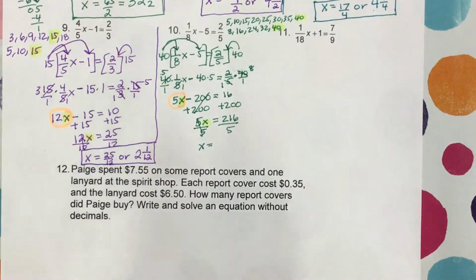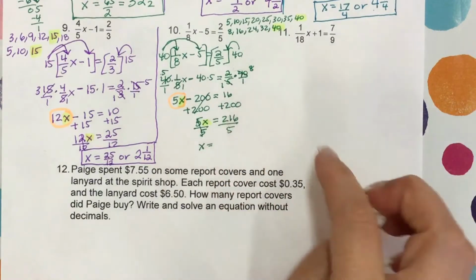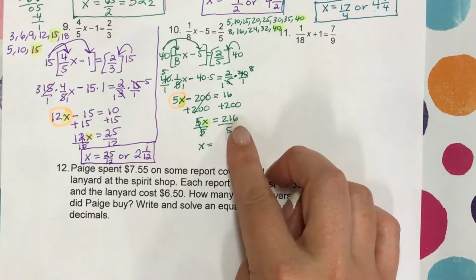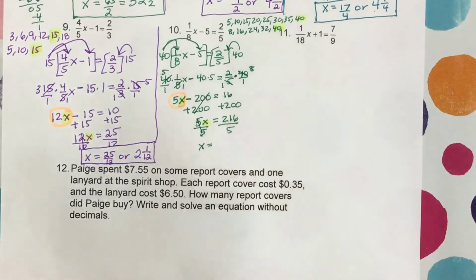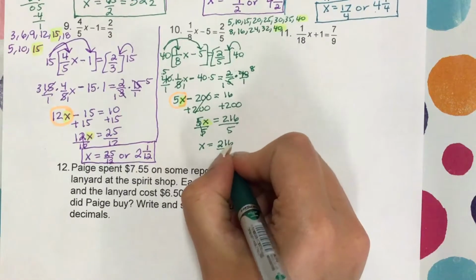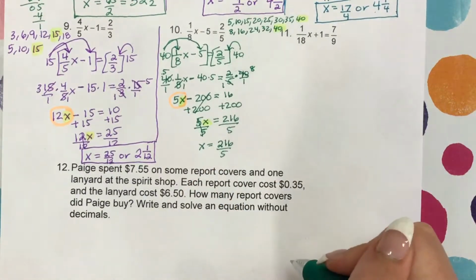Well, I want to see if this is in simplified form. The only thing that goes into 5 is 5, and 5 does not go into 216 because it does not end in a 0 or a 5. So I know that this is my answer, 216 over 5. That is in simplified form.